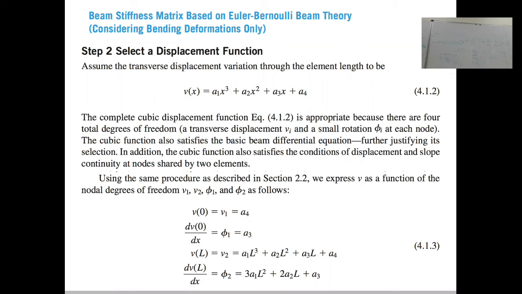I don't like the form A1, A2, A3, A4. I like N1, N2, N3, N4. I like N1 times V1 plus N2 times V1. How do you do it? Very easy. You take the A's and put them back into the function. Where is the A? It's here.